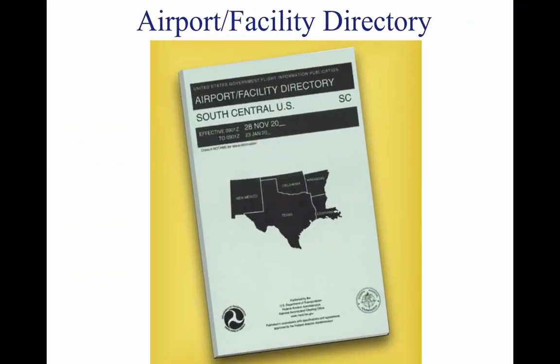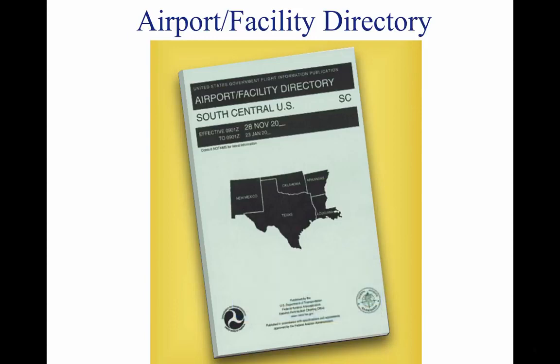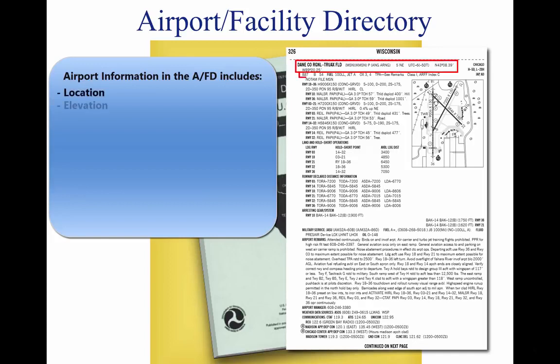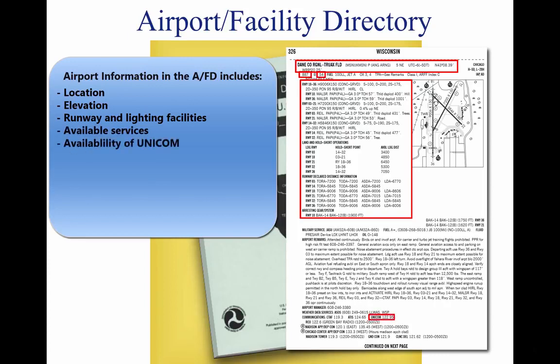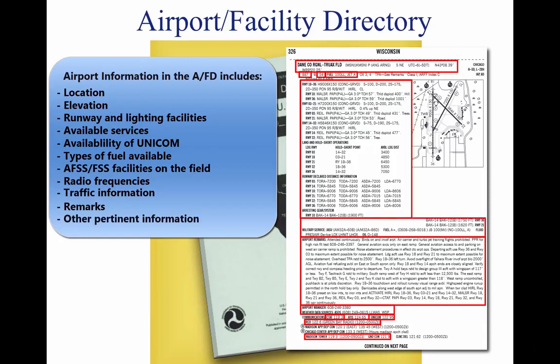Study available information about each airport at which a landing is intended. This should include a study of the notices to airmen, NOTAMs, and the AFD, Figure 15-24. This includes location, elevation, runway and lighting facilities, available services, availability of Aeronautical Advisory Station frequency, UNICOM, types of fuel available, used to decide on refueling stops, AFSS, FSS located on the airport, control tower and ground control frequencies, traffic information, remarks, and other pertinent information.